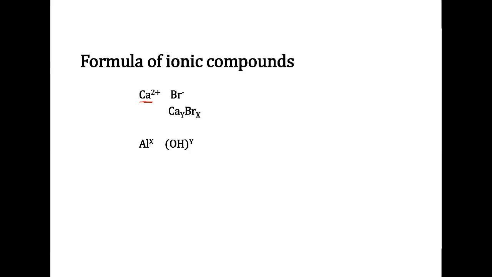Calcium is in group 2, an alkaline earth metal, and that group tends to have a charge of +2. Bromide, Br-, is a halogen, so it has a -1 charge. So what ratio will these combine in? We need to get the overall charge to 0. Since calcium has a 2+ charge and bromide has a -1 charge, we're going to end up having our compound be CaBr2.